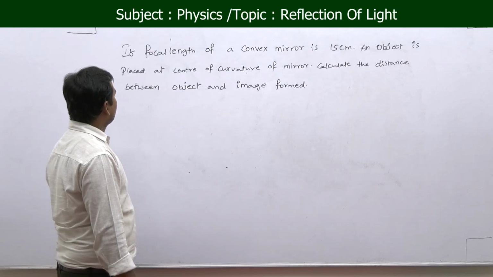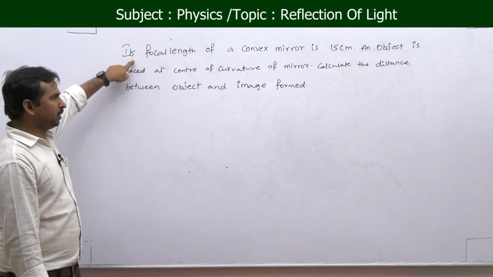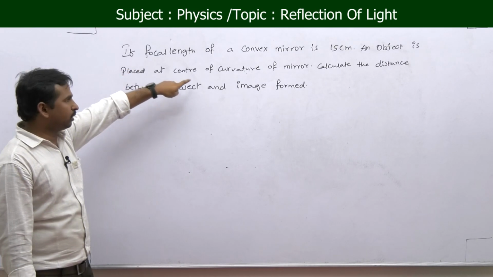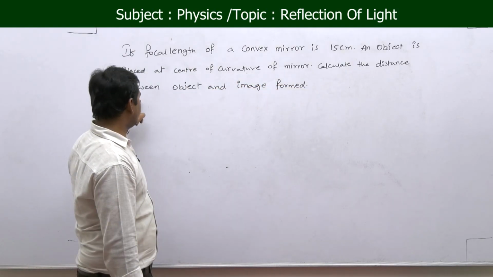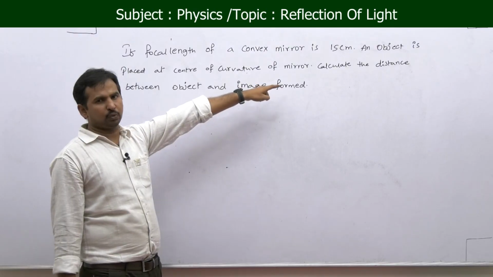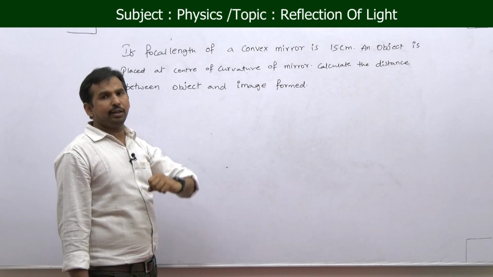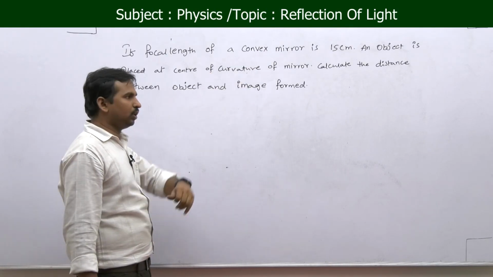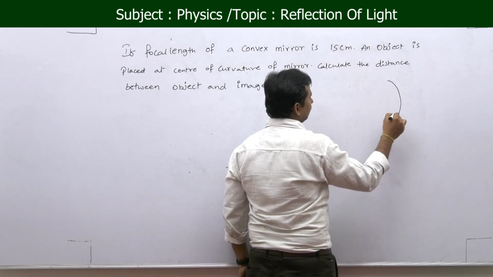Now see another problem. Here given that the focal length of a convex mirror is 15 centimeters, an object is placed at the center of curvature of the mirror. Calculate the distance between the object and image formed. Before starting the problem, we already know that a convex mirror forms a virtual image, which means the image is formed behind the mirror.